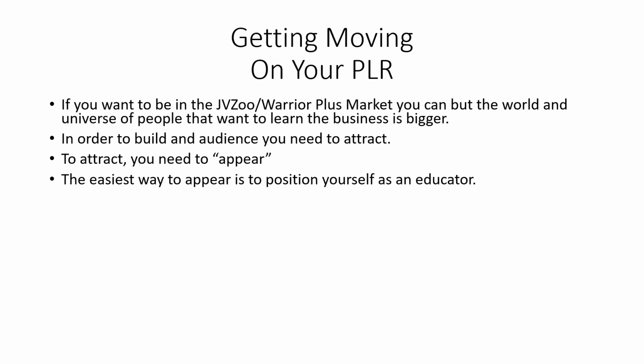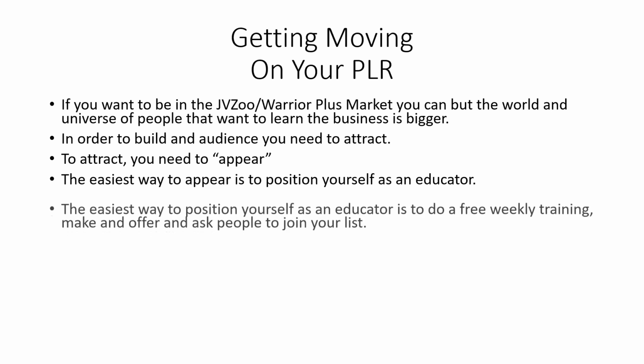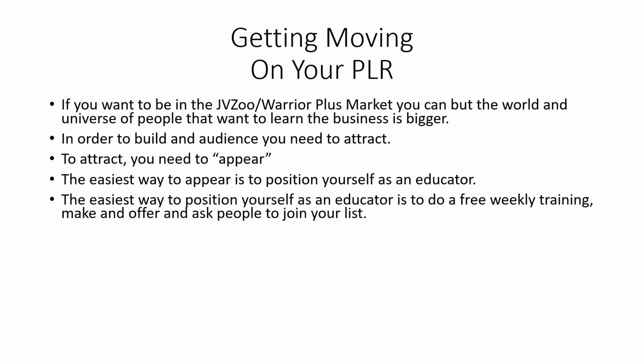So again, in order to attract people, you've got to appear. In order to appear, you position yourself as an educator. The easiest way to position yourself as an educator is to do a free weekly training, make an offer, and ask people to join your list. That's the easiest way to do it. So there are a lot of effective ways.